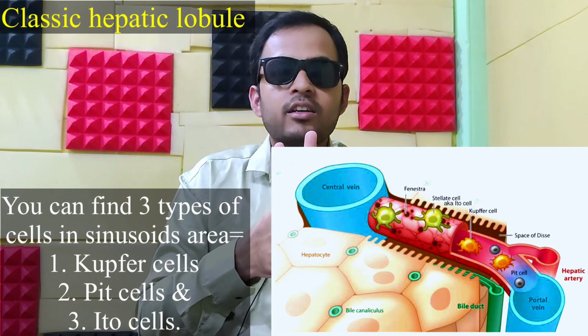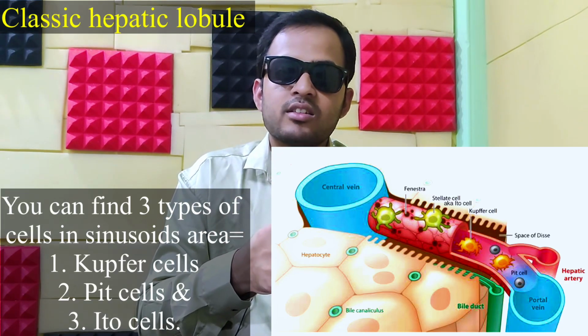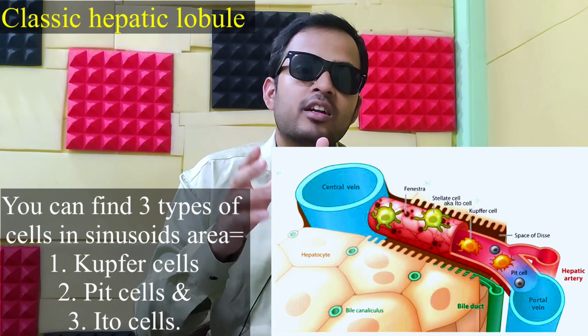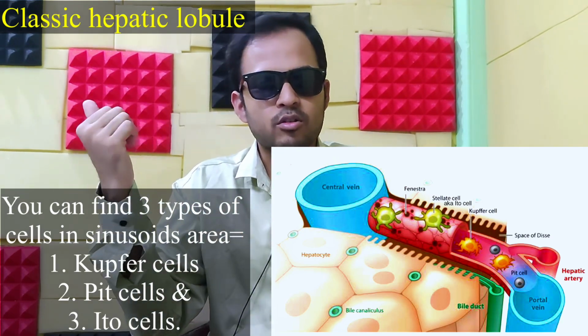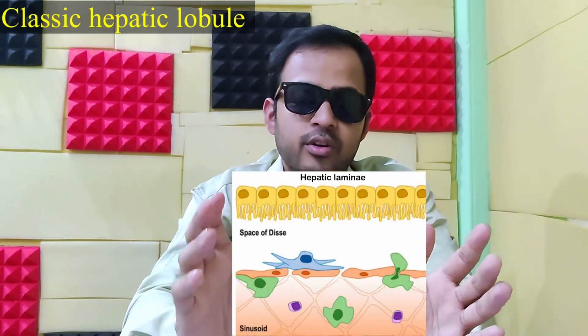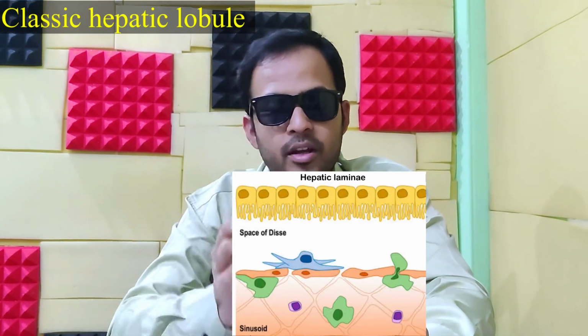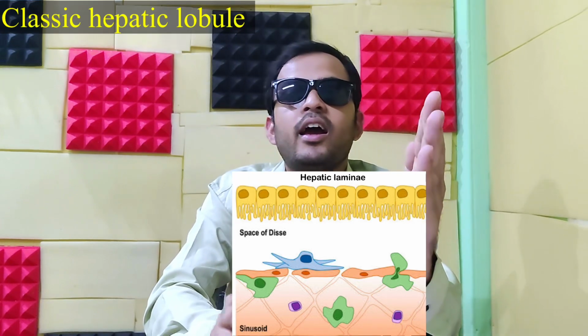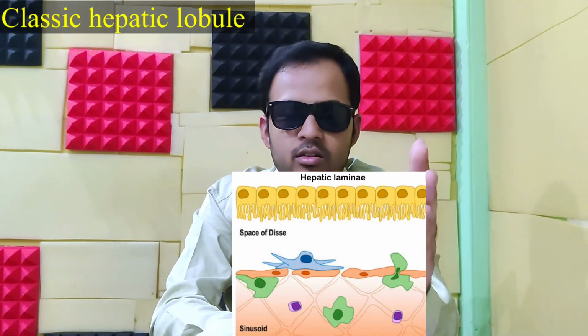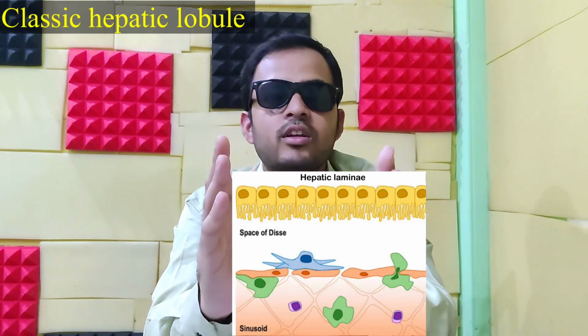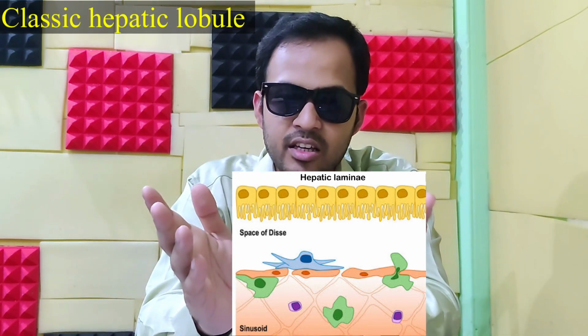And thirdly, you're gonna find pit cells, okay. These are actually modified forms of natural killer cells, NK cells. Again, I will talk about these cells in detail in the pathology chapter, not here. Look at this photo. You can see there is a space or gap area in between the sinusoid and the wall of the hepatic lamina, okay. So this gap is known as the space of Disse, okay.